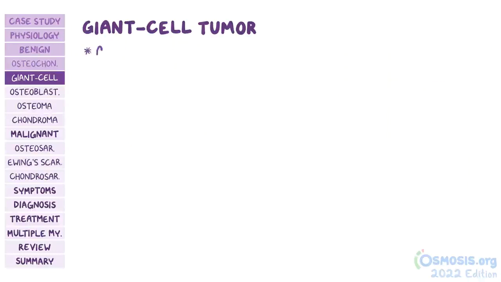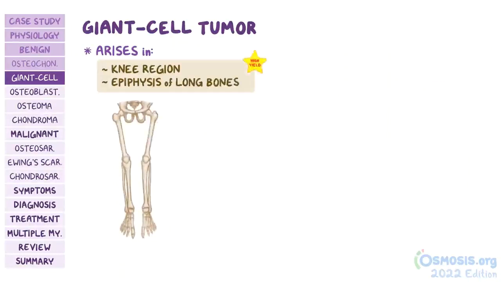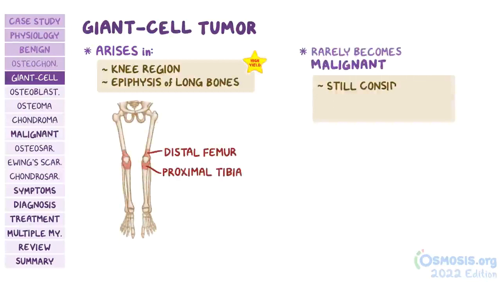Now, this tumor typically arises in the knee region, in the epiphysis of the long bones, like the distal femur and the proximal tibia. And although it rarely becomes malignant, it's still considered a locally aggressive benign tumor.